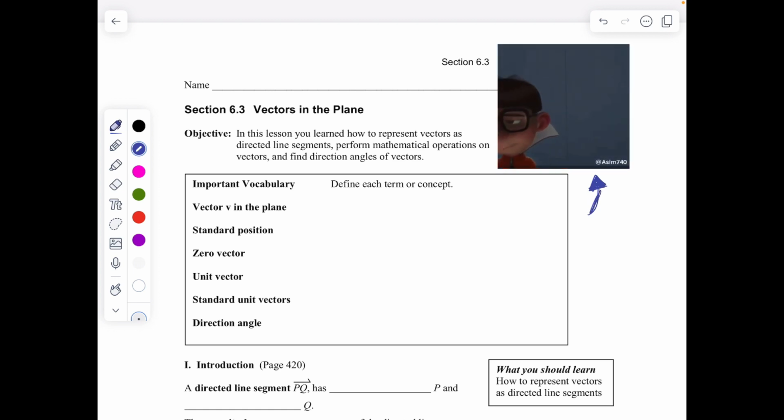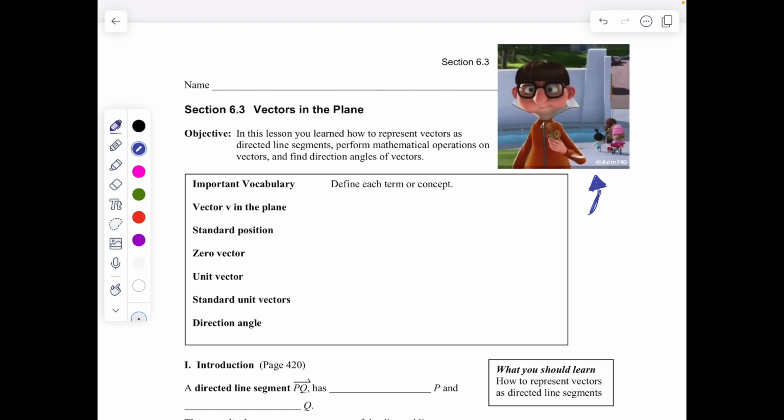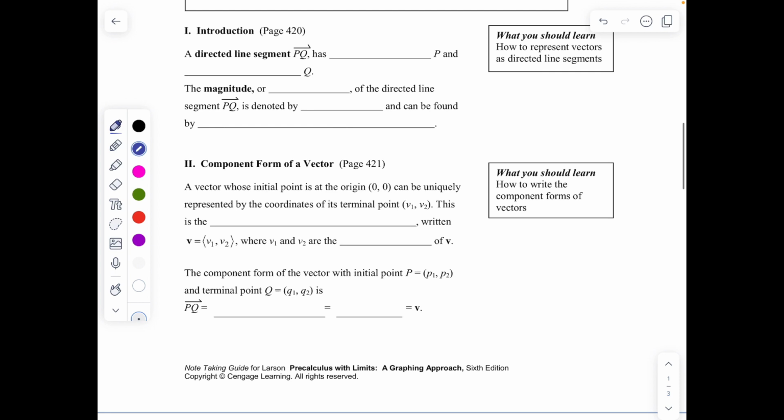So let's jump in. Before we get started on all of our vocabulary, I just want to go ahead and get started on the introduction for section 1. So let's get started on that first blank. A directed line segment, we call this vector PQ, has an initial point P, and a terminal point Q. So if this is my initial point P and my terminal point Q, it can only go in this direction.